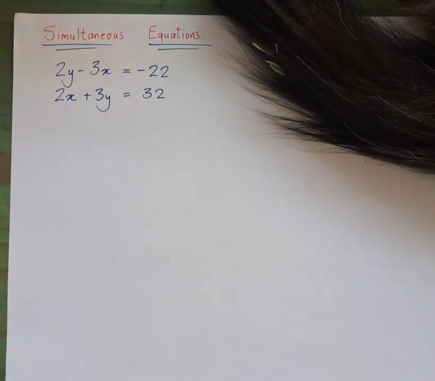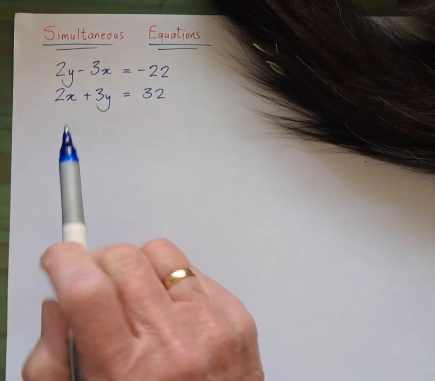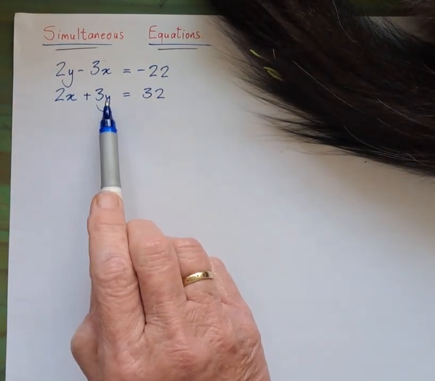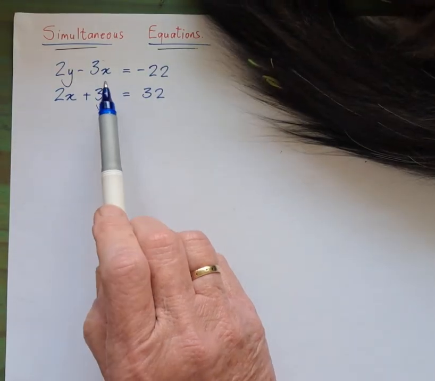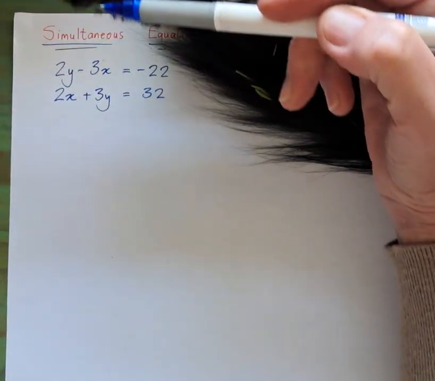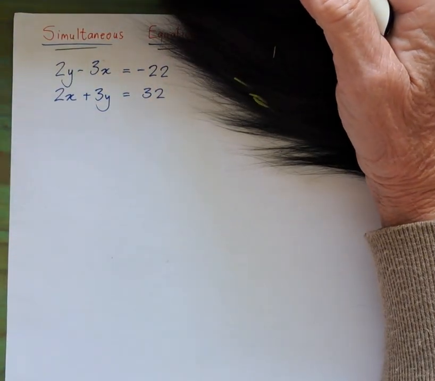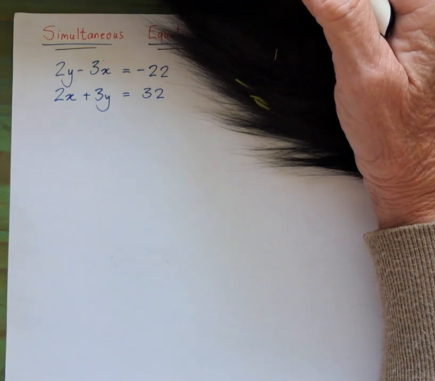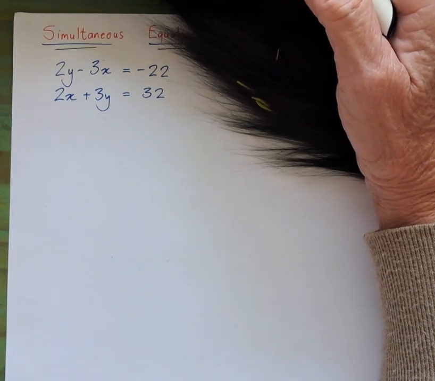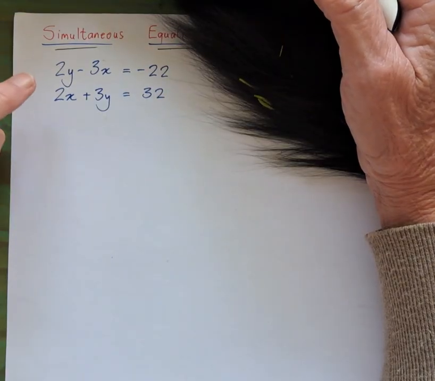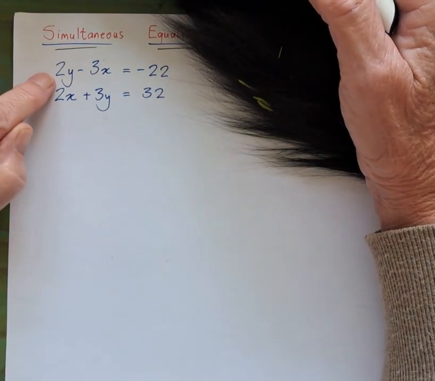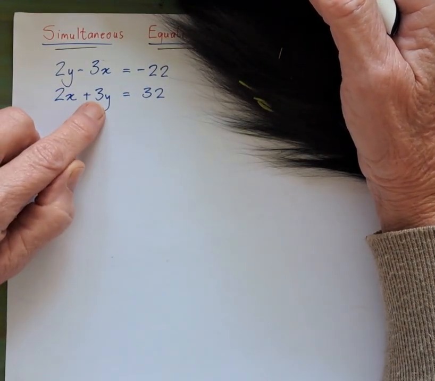So if we look carefully at what we've got here, we've got a y variable in each equation, and we've also got an x variable in each equation. But they've written them in a different order so that we might get a little bit confused, so we're going to also just try and reorder that to make it more user-friendly.